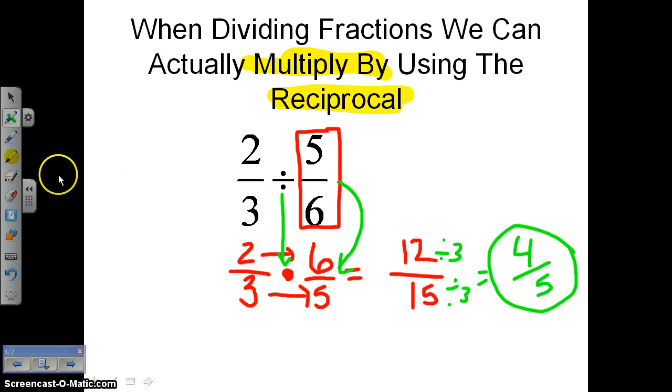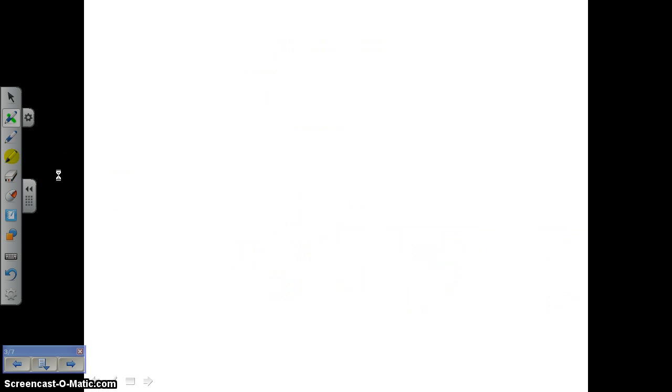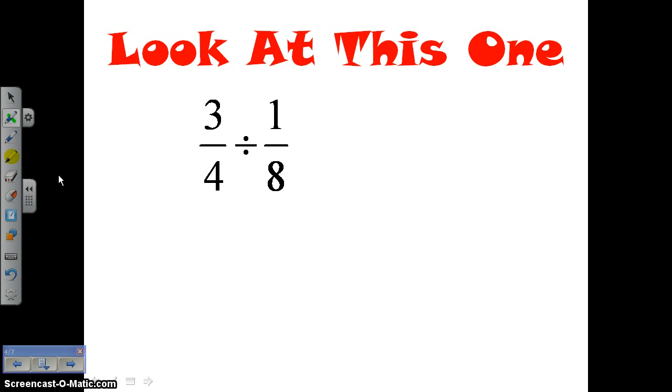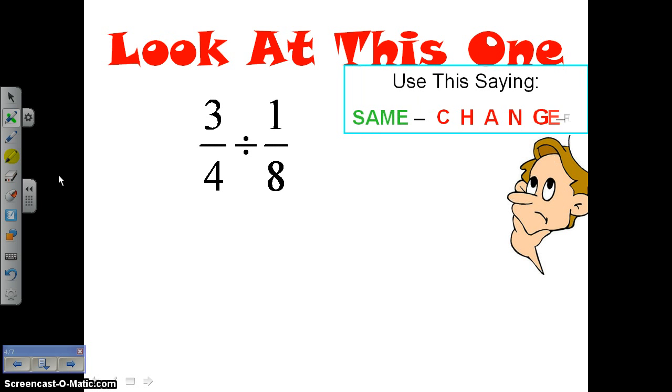of the second fraction. You will hear me say something like this. We can use this saying: same, change, flip. A lot of kids like using this. They remember it. I'll start saying it and they'll be able to finish it. So I would strongly encourage that you think of this. And here's what I mean. What I mean when I say same, change, flip is this is how you rewrite the fraction. The same is the 3/4.